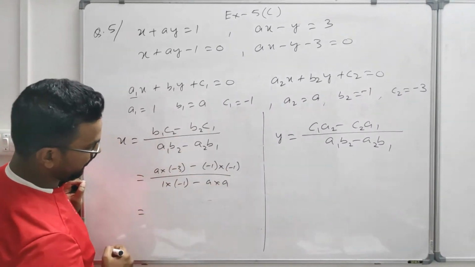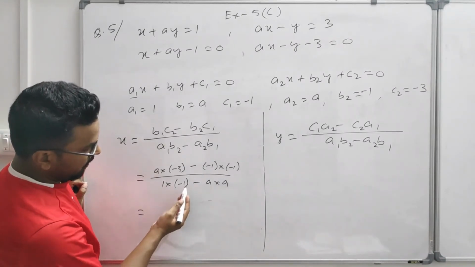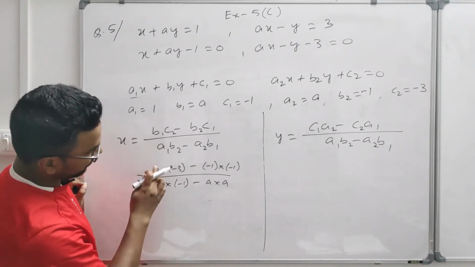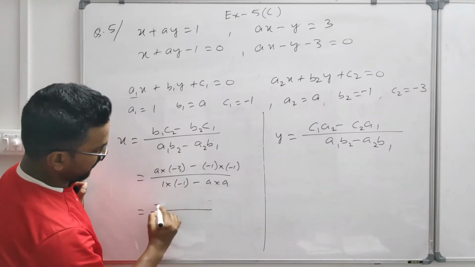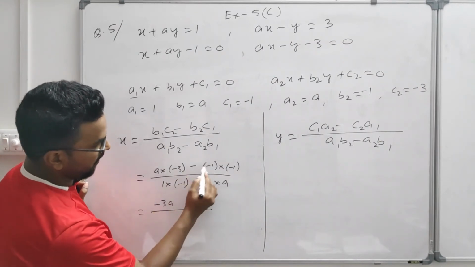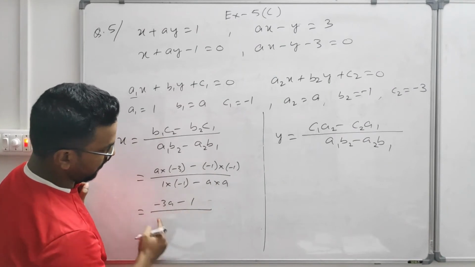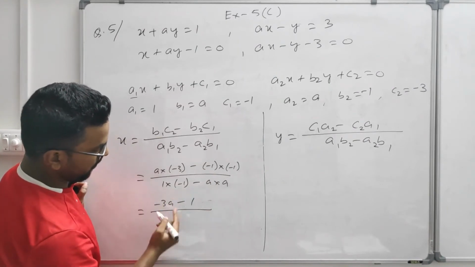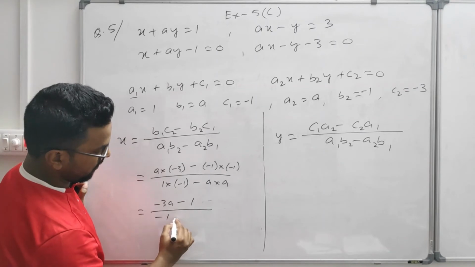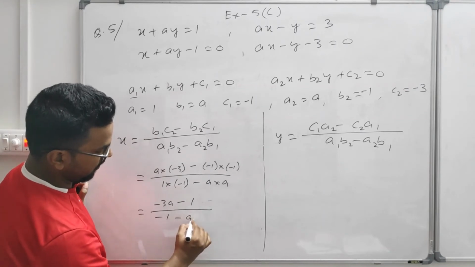So what you will get? You will get minus 3a minus 1 in the numerator, and in the denominator what you will get? Minus 1 minus a square.